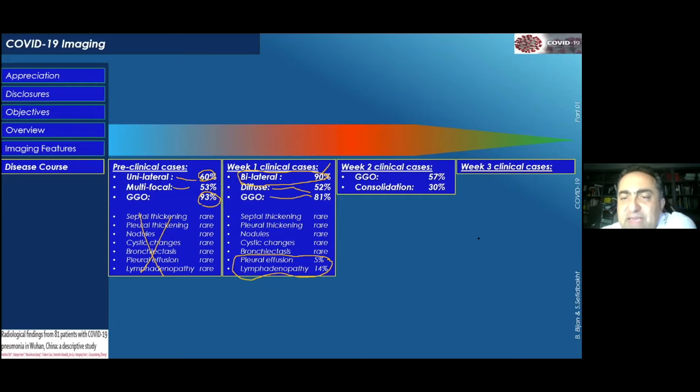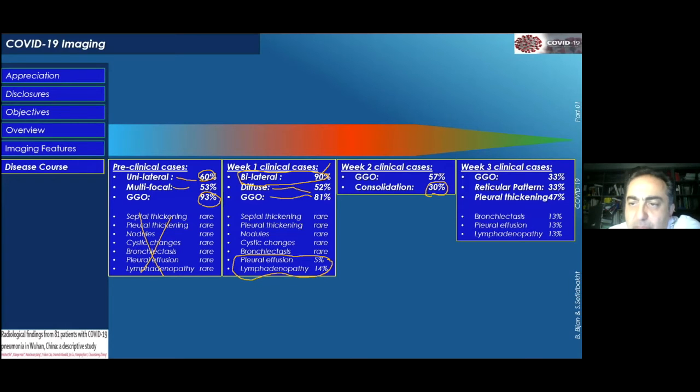Now, in the second week, you will start seeing more consolidations. And once you get to the third week, you're going to see this reticular pattern. You're going to see pleural thickening as a feature. Other things like bronchiectasis, pleural effusion, and adenopathy may also be seen. So these are a set of findings that you can see in each phase.